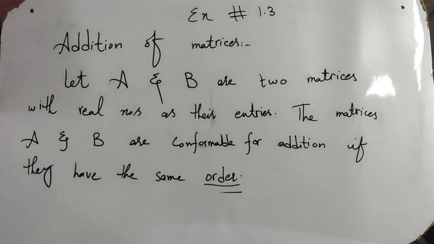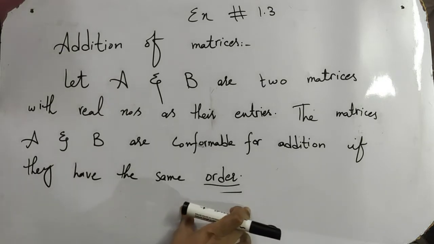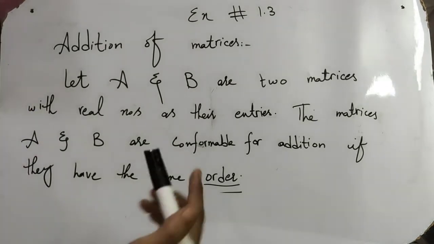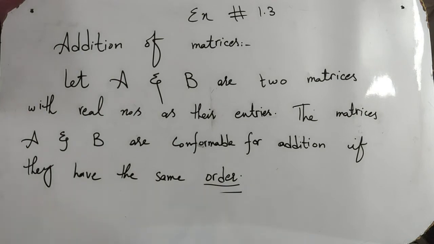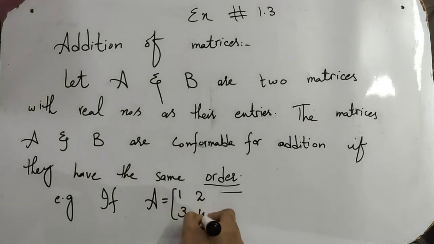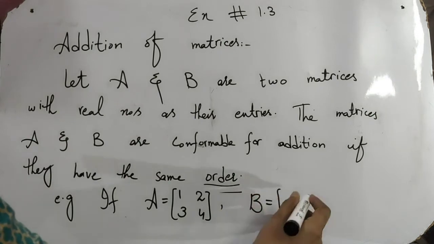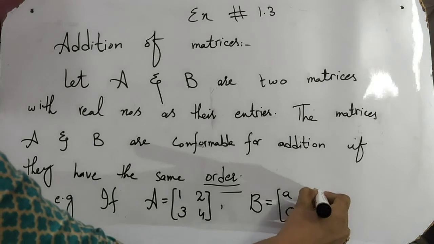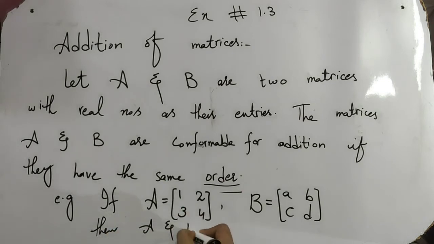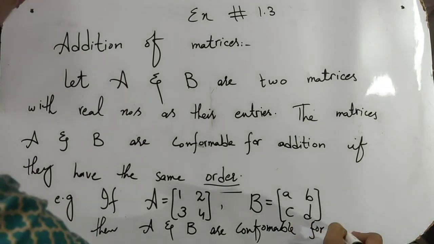What does order mean? In our previous lecture, we learned that order means the number of rows and the number of columns. So according to this definition, two matrices will be added if they have the same number of rows and the same number of columns. For example, if A is 1, 2, 3 and 4, and B is a, b, c and d, where a, b, c, d are any real numbers, then A and B are conformable for addition.